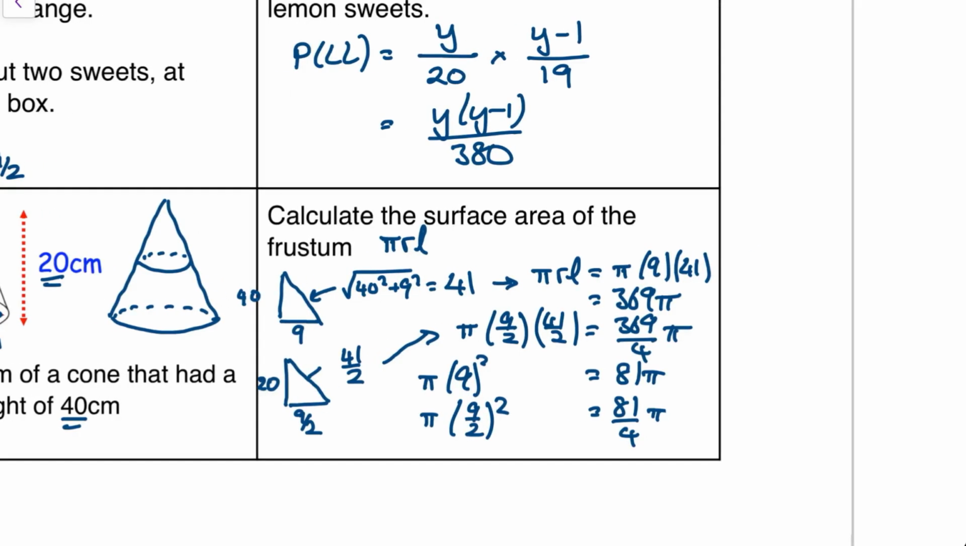Now let's be really careful. I need to add the first one. I need to take away the surface area of the cone that's been removed. I need to add the circle at the top, and I need to add the circle at the bottom. So I get my calculator out, so 369 minus 369 over 4 plus 81 over 4 gives me 378 pi, which if I put in my calculator is approximately 1190 centimetres squared to 3 significant figures.